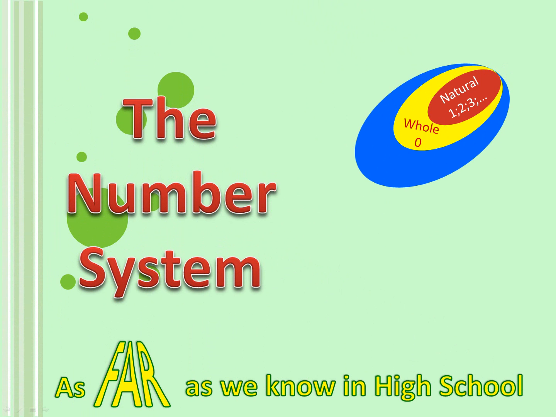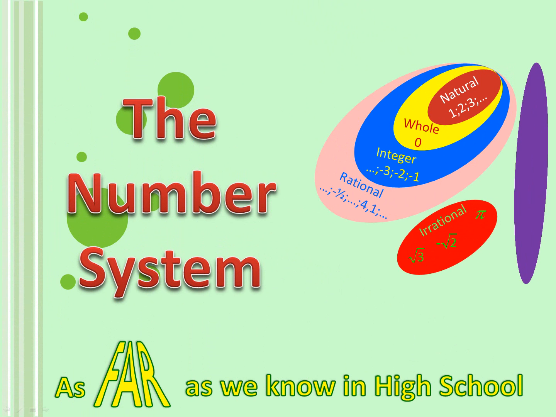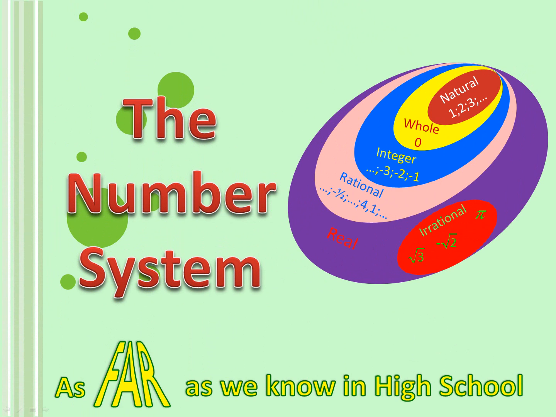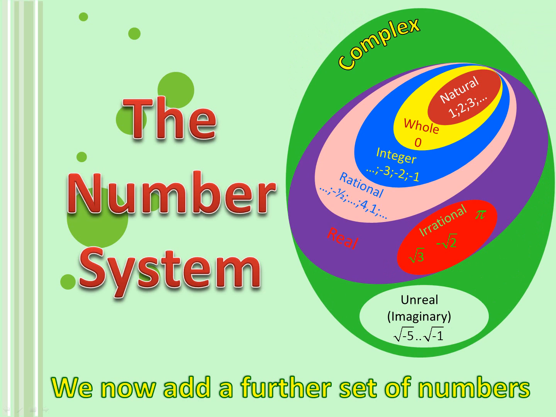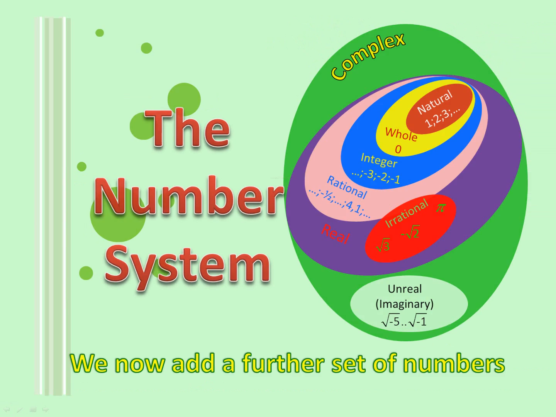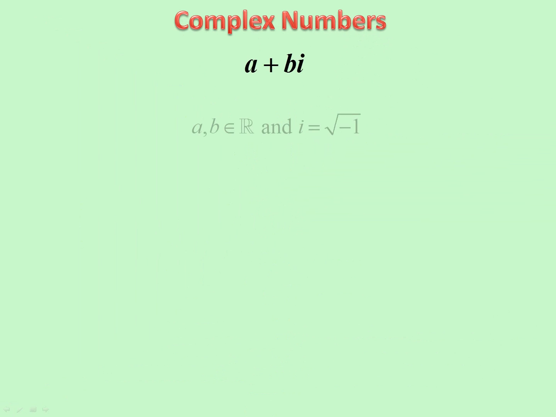I'm sure you're familiar with the real number system, which includes rational and irrational numbers. Now we're going to add a further set of numbers. You must know about the unreal or imaginary numbers. We're now going to combine them with the real numbers to give the set of complex numbers. The definition of a complex number is a plus bi, where a and b are real and i is the square root of -1.